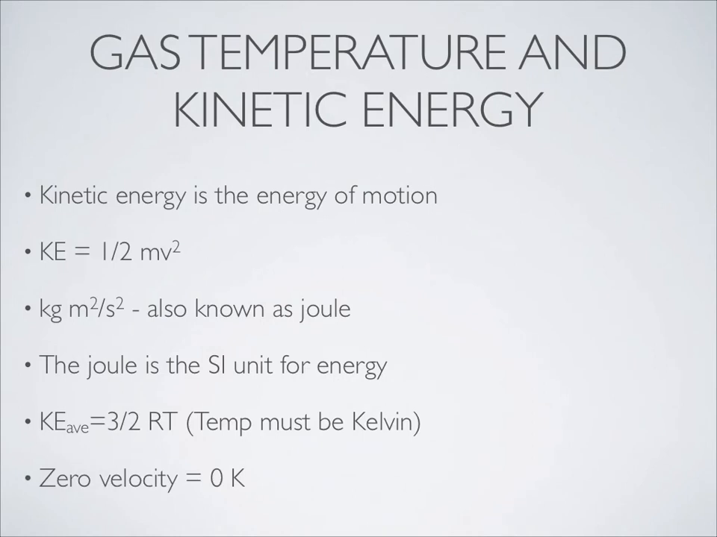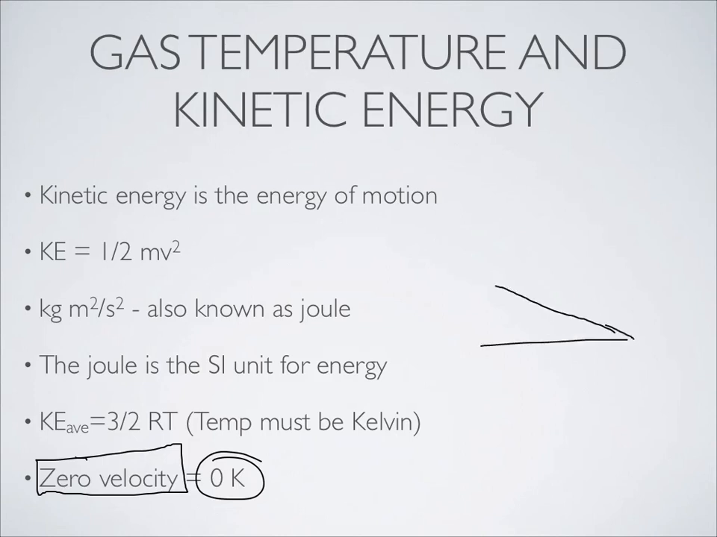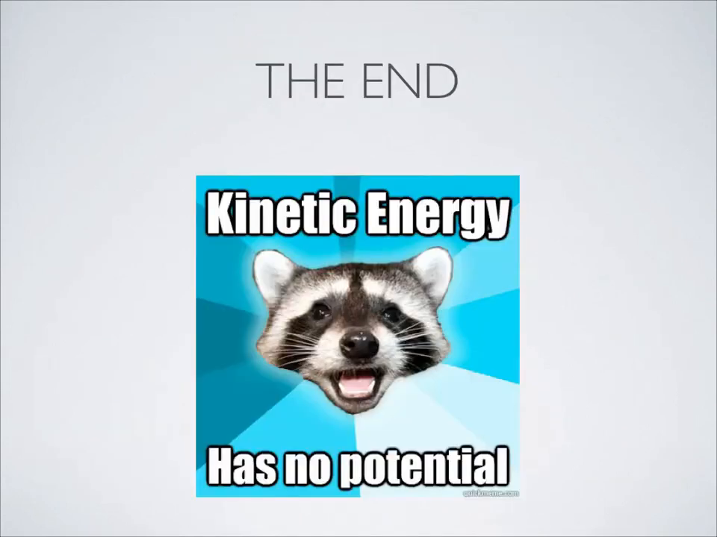So if we get everything down to 0 K, what we're saying is that there's no movement. That's why there's a bottom to temperature, because the bottom to temperature is when the particles quit moving. When the particles quit moving, that's 0 K. And that's the end of section 2.